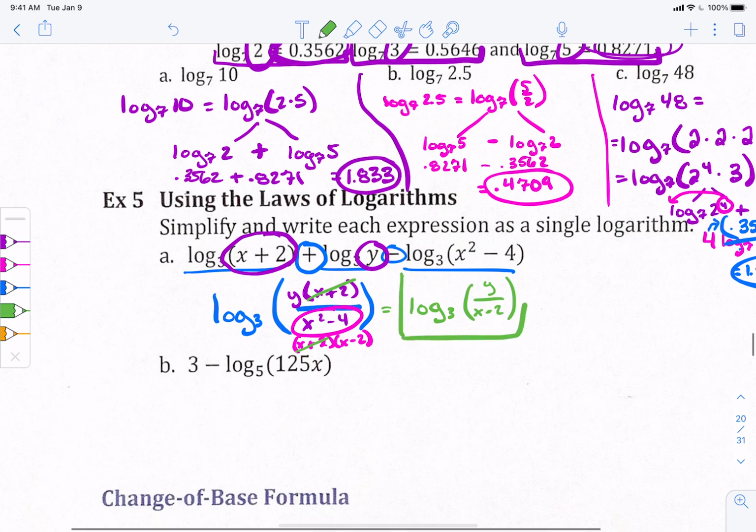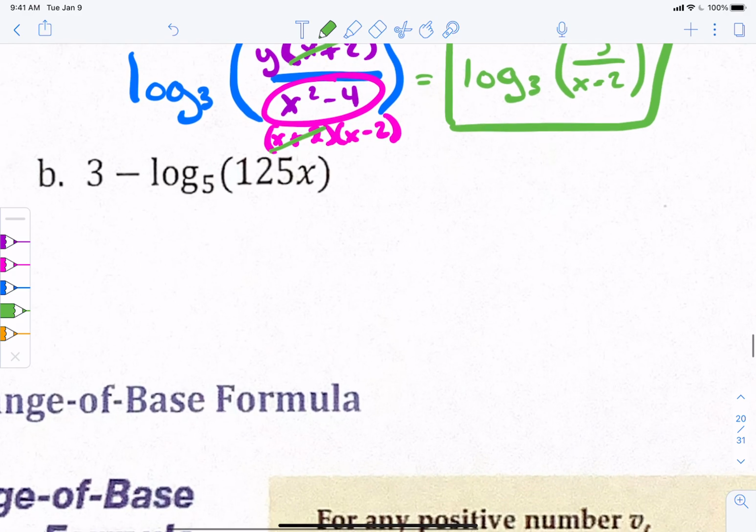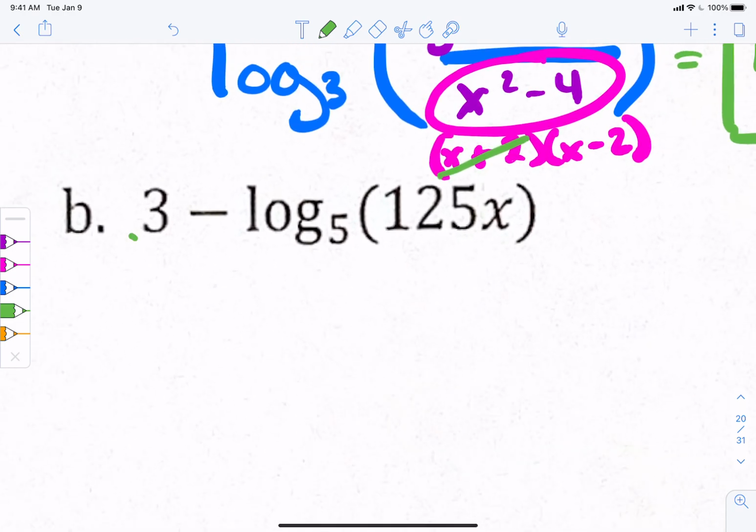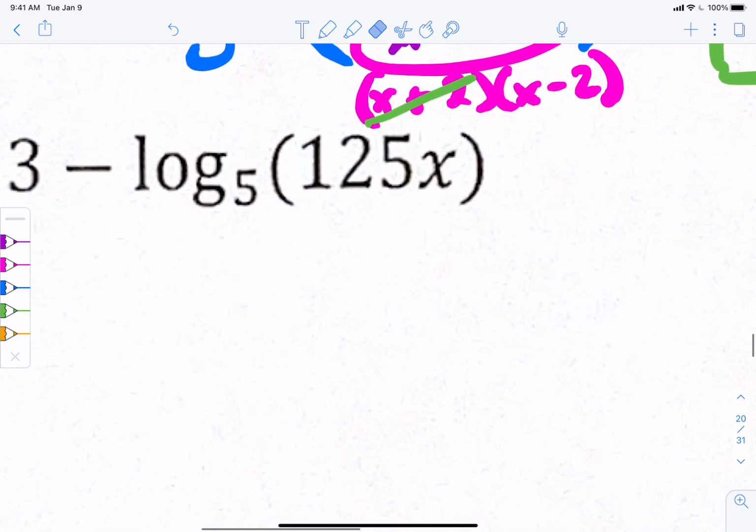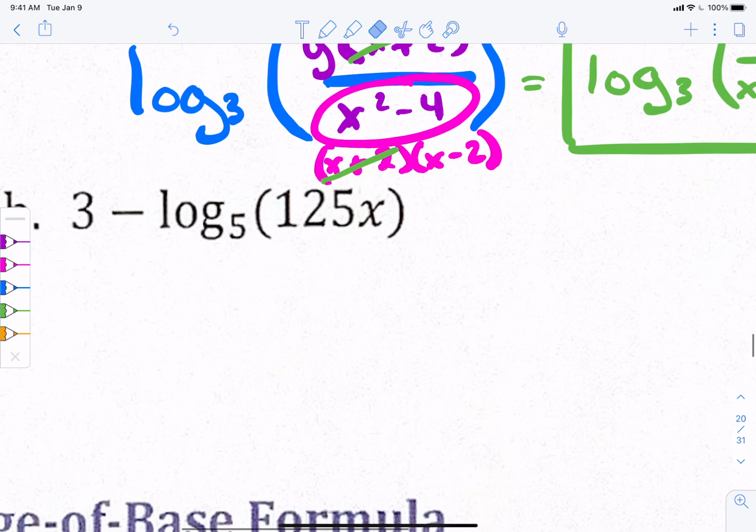So we're done with that one. That one's good. B. Okay, we have this 3. When you're trying to do this, do not look at the 3 and the log and say minus means divide. Why can't you put those together to divide? The 3 is not a log, so it's just off by itself, okay? So what are some things that we can do here? Good question. You can't put the 3 up, can you? Nope, you can't put the 3 up because the 3 is not right next to the log.